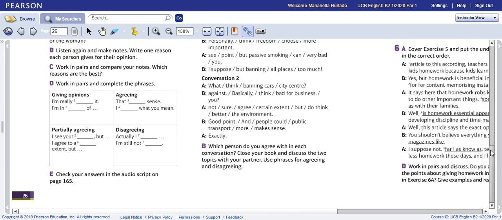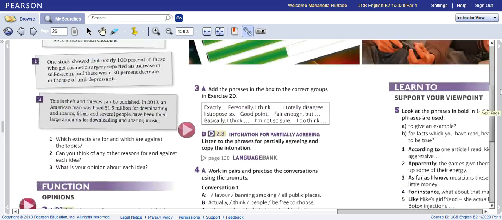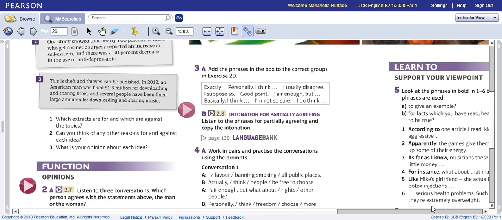Take a look at B. Which person do you agree with in each conversation? Close your book and discuss the 2 topics with your partner. So once we have done that, we're going to go ahead and start a little debate in class to see if you guys agree or if you disagree with the idea that this conversation is showing you. Let's take a look at number 5.